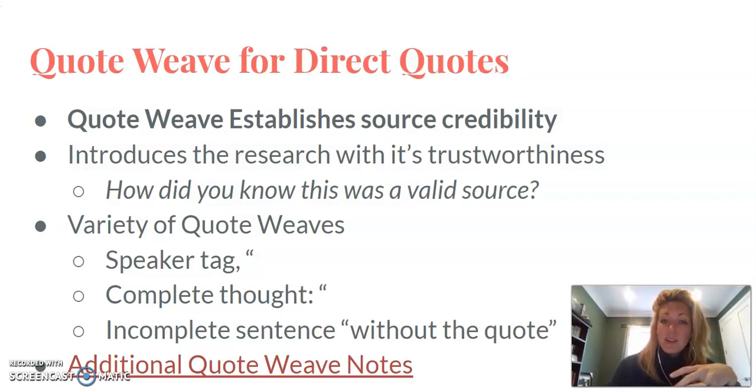And basically you guys are really smart students. So you just have to explain, how did you know that source was credible? That's going to be with your quote weave. But here are the three different ways that you introduce that. You could do it with a speaker tag. And again, I'll point this out in our student example paper after this about poaching. And you always put a comma and then go into the direct quote.